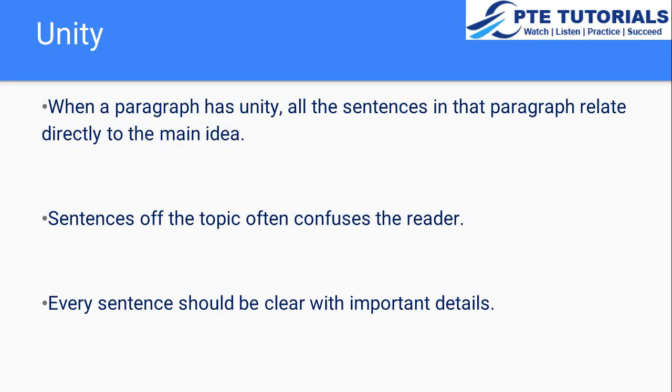When you have sentences that aren't on topic, it confuses the reader. The reader asks him or herself, why is this here? How does this relate? And they may spend time trying to figure it out and become frustrated, and then stop reading. Last, every sentence should be clear with important details. And those details, once again, must go towards the paragraph unity and relating to the main idea.